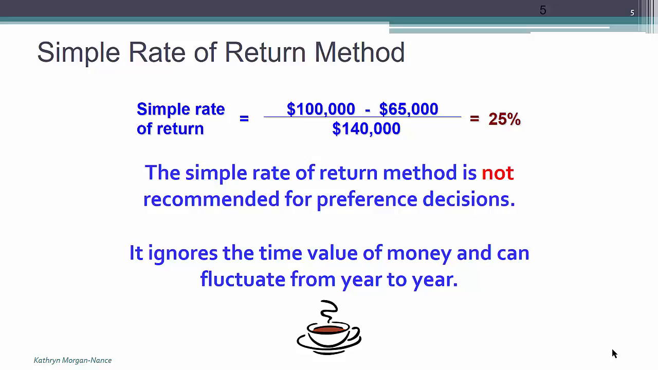Criticisms of the simple rate of return include the following. First, it does not consider the time value of money, and second, the simple rate of return fluctuates from year to year when used to evaluate projects that do not have constant annual incremental revenues and expenses. The same project may appear desirable in some years and undesirable in others.